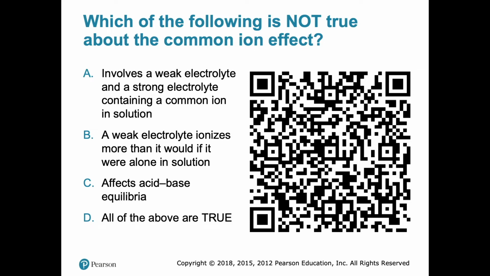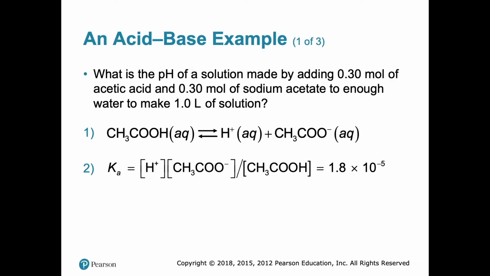Anyway, so here's an acid-base example then, right? What is the pH of a solution that's made by adding 0.3 moles of acetic acid and 0.3 moles of sodium acetate to enough water to make a 1 liter solution? So again, we have our acetic acid right here, and then we have our protons, or H3O, hydronium ions, and then we have our acetate.